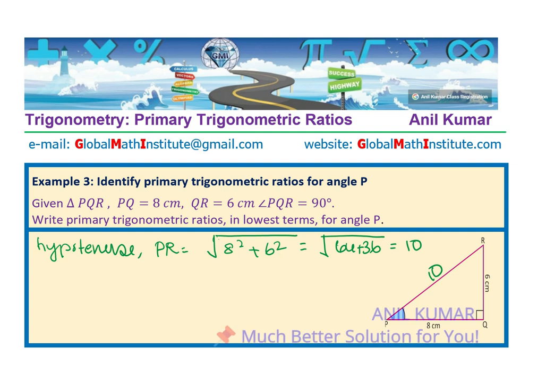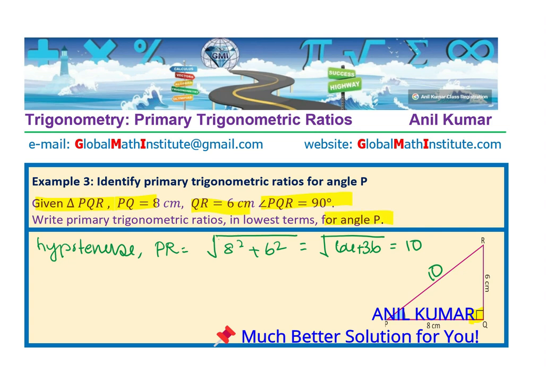Now, we are given the two sides, and in this particular case, if I read the question properly, it says: given triangle PQR, PQ is 8, QR is 6, and this angle is 90 degrees. Write primary trigonometric ratios in lowest terms for angle P.